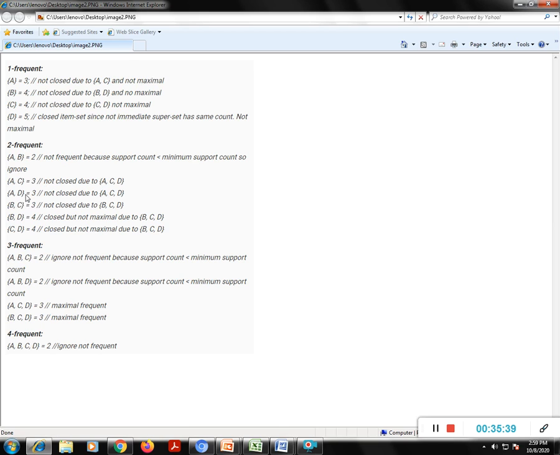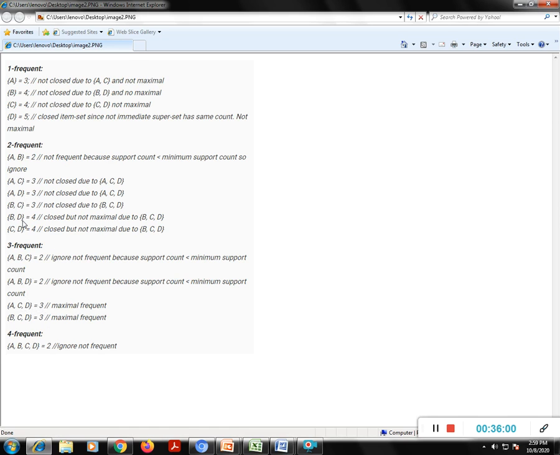If I want to talk about AD, what are the supersets of AD? ABD and ACD. These are the two supersets. But ABD has value 2, which is less than the minimum support, so we are going to ignore ABD. We will talk about ACD. ACD has its support count 3. What is the support count of AD? 3. Again it is matching, so I will say that AD is also not closed.